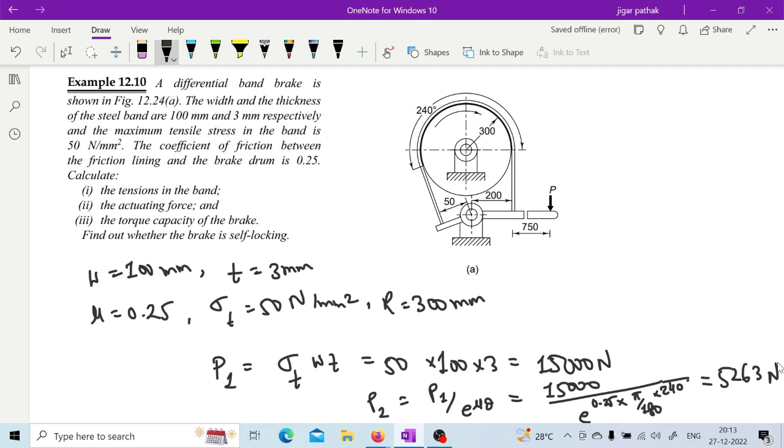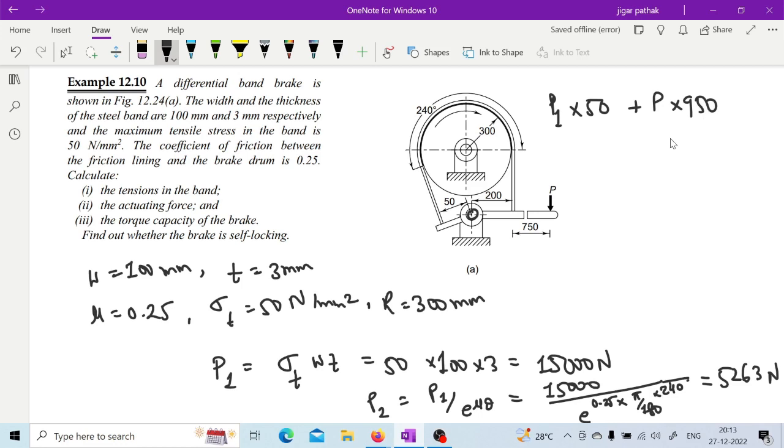Okay, that is okay. Now the actuating force you have to calculate by applying the equilibrium of moments. If you apply the equilibrium of moments about this particular fulcrum, then what is that? This P1 into 50, plus this P into 950.